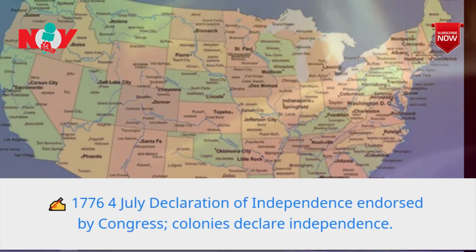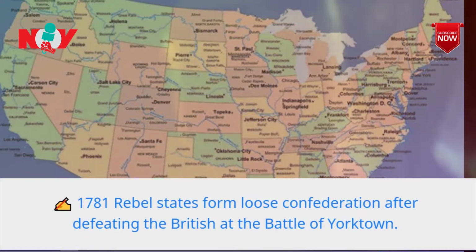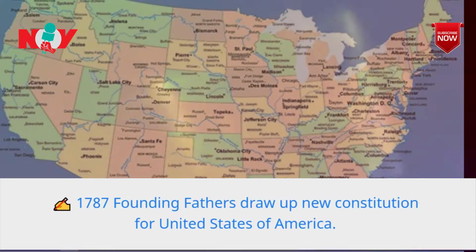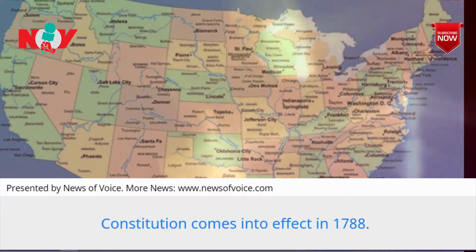Colonies declare independence. 1781: Rebel states form loose confederation after defeating the British at the Battle of Yorktown. 1783: Britain accepts loss of colonies by virtue of the Treaty of Paris. 1787: Founding Fathers draw up new Constitution for the United States of America. Constitution comes into effect in 1788.